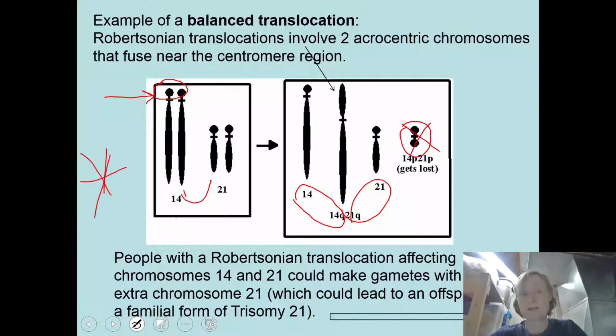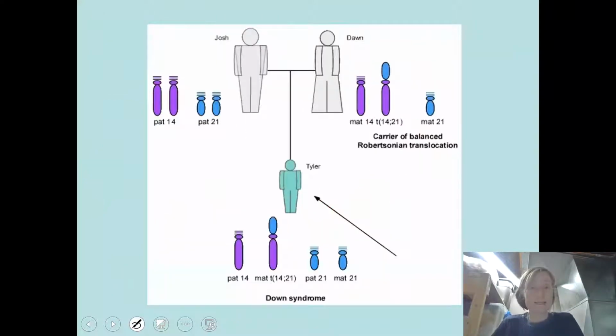So if a young couple has a child with Down syndrome, or maybe they have two children with Down syndrome, they might get tested to see if they have this balanced translocation, because it puts you at higher risk for having a child with Down syndrome. Let's take a look at how on the next slide.